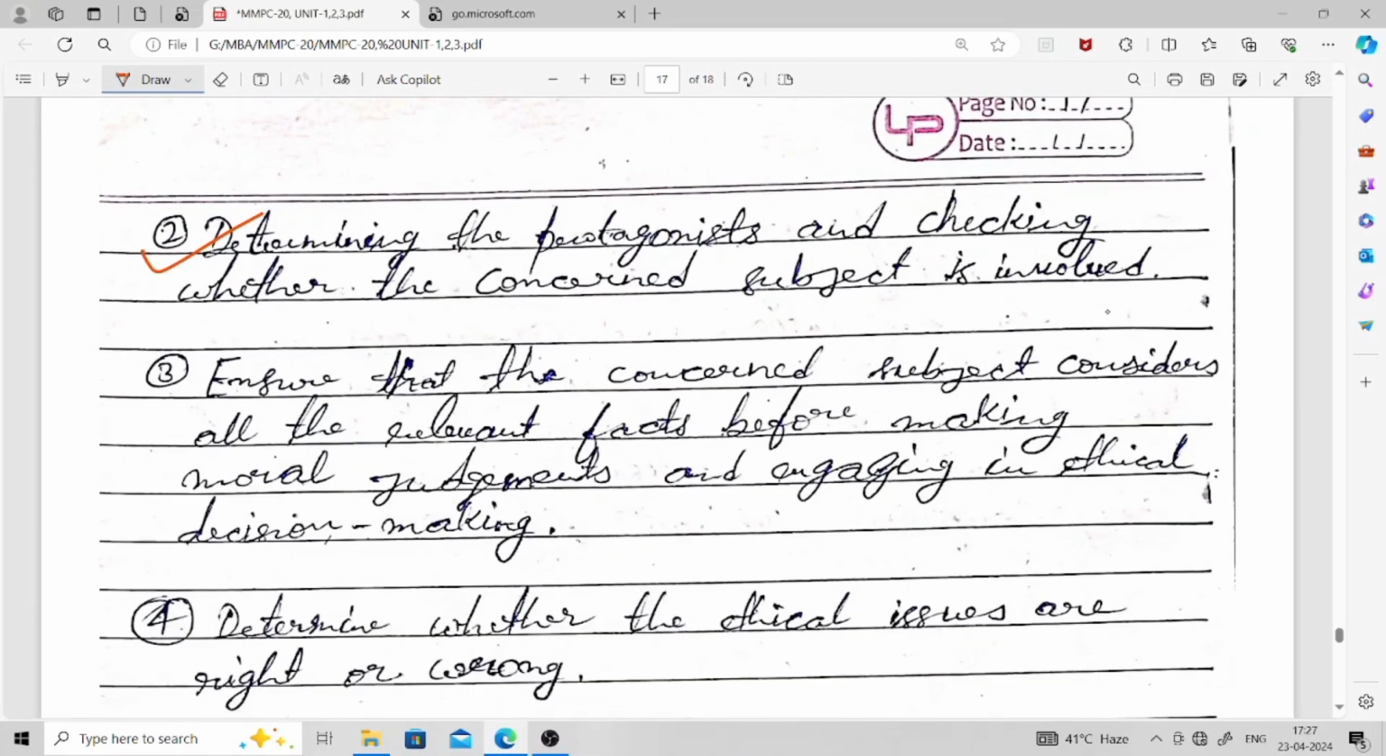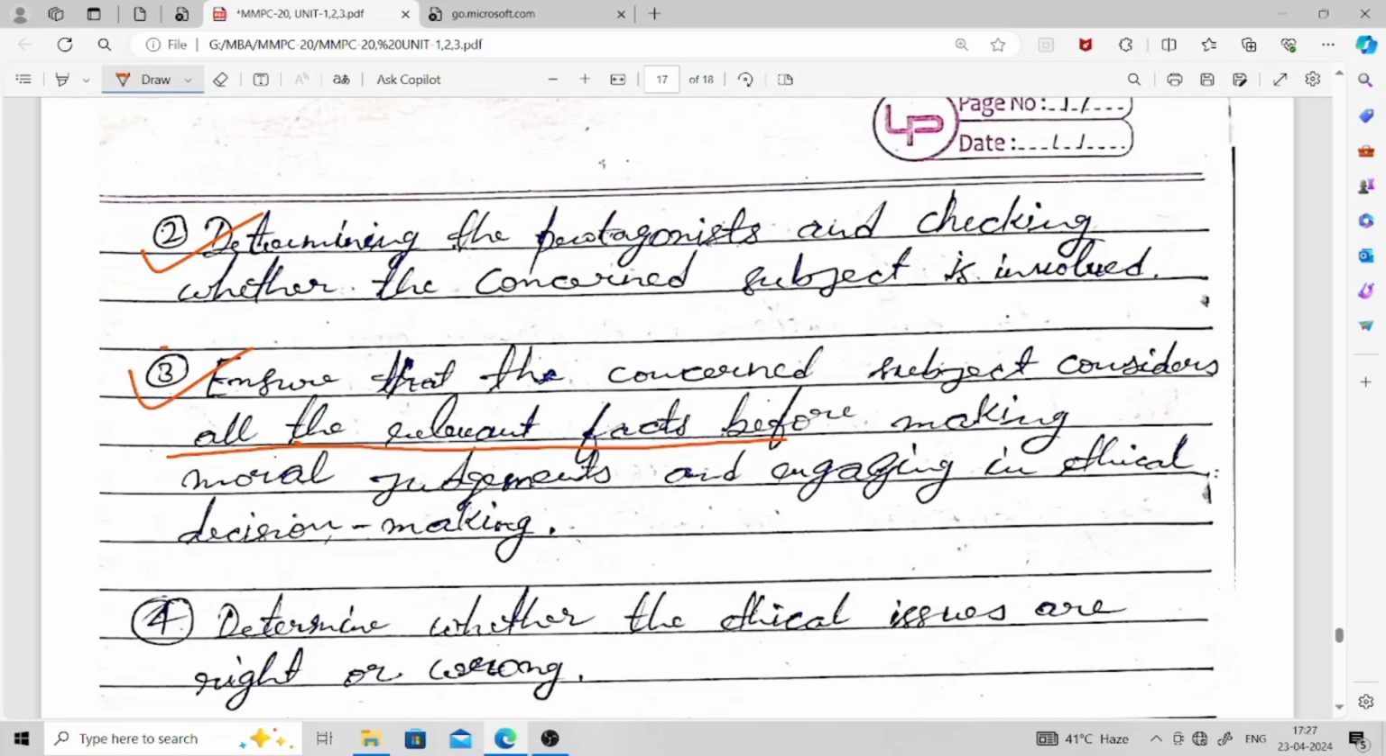Third checkpoint given: ensure that the concerned subject considers all the relevant facts before making moral judgments and engaging in ethical decision making. So here you have to ensure that the concerned subject considers all the relevant facts. That is the third one.